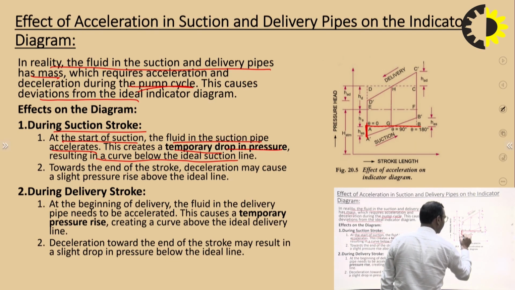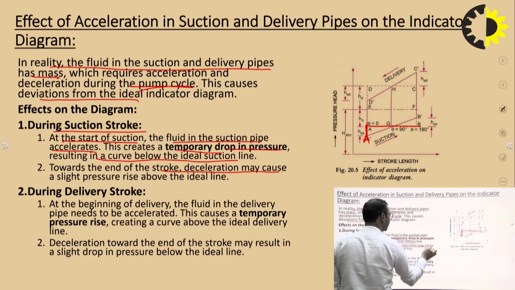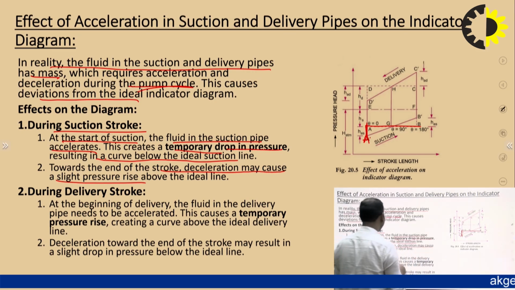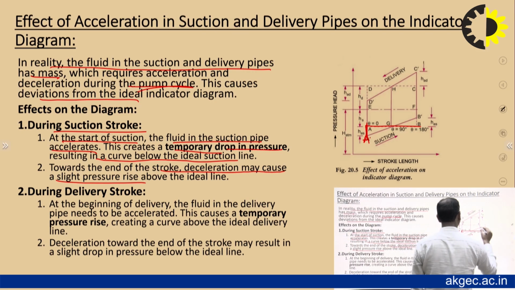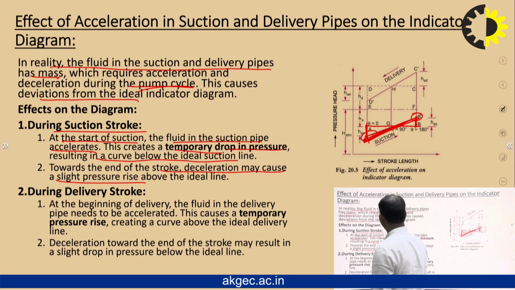So this will start from A dash here. Then towards the end of the stroke, deceleration may cause a slight pressure rise above the ideal line. So this will start from this B dash point. So this is the effect of acceleration on the suction side of this diagram.